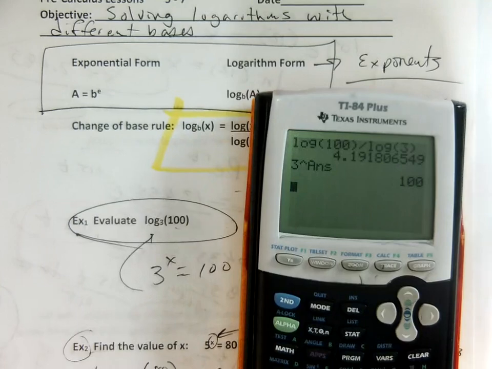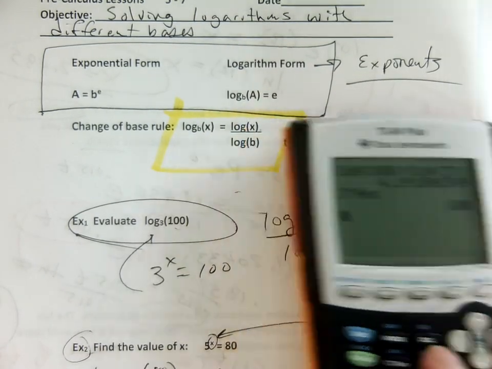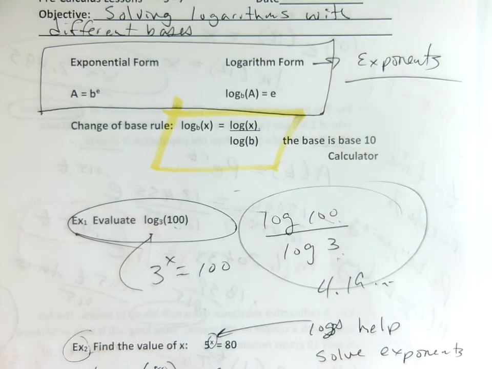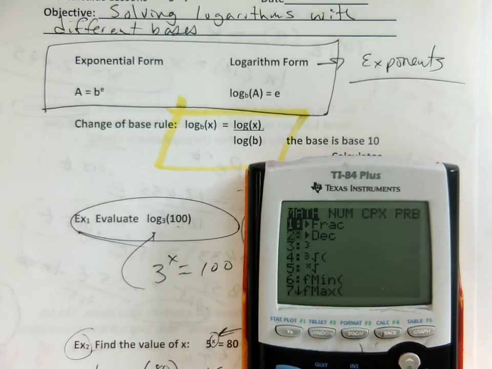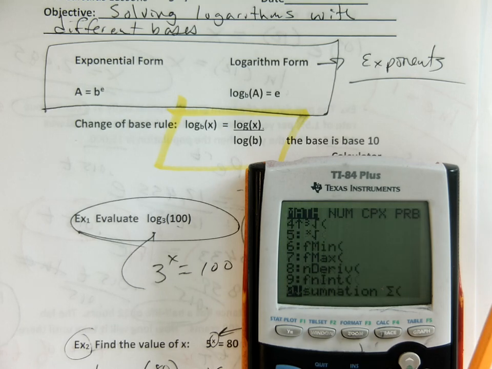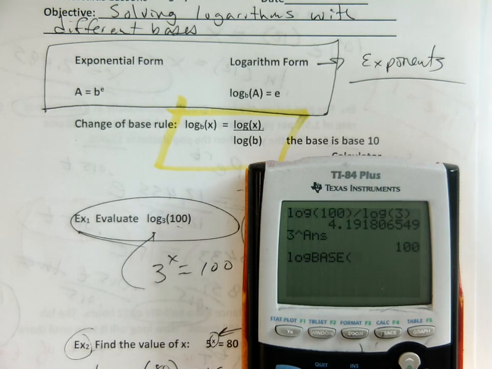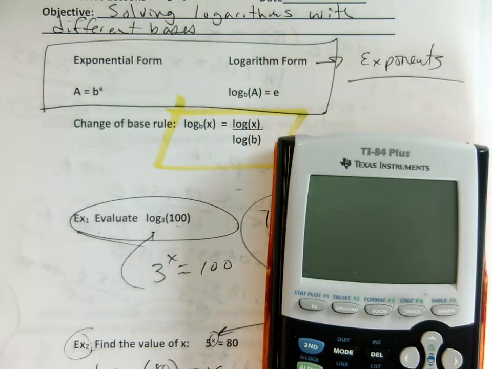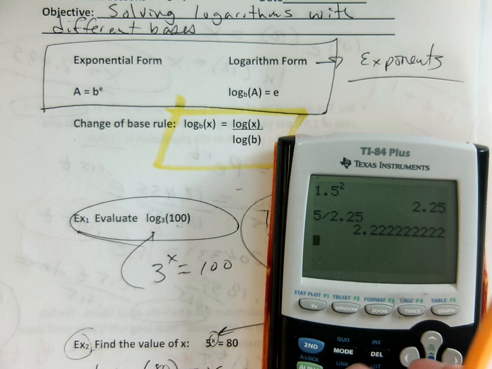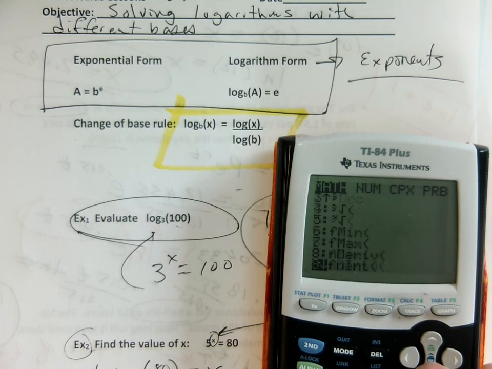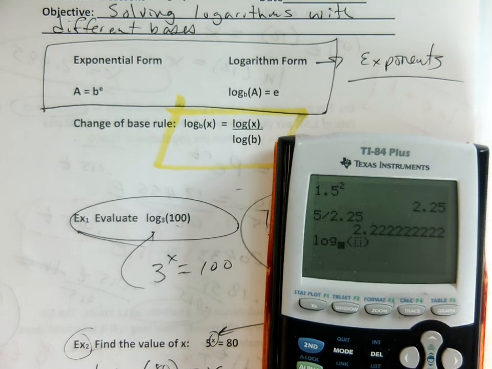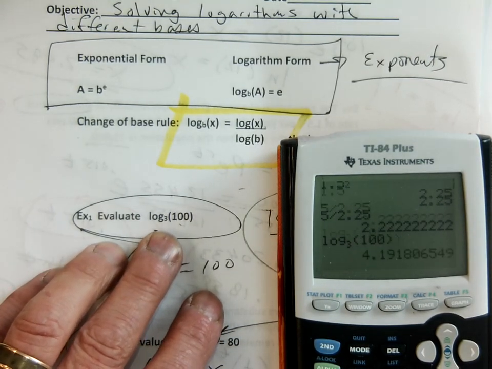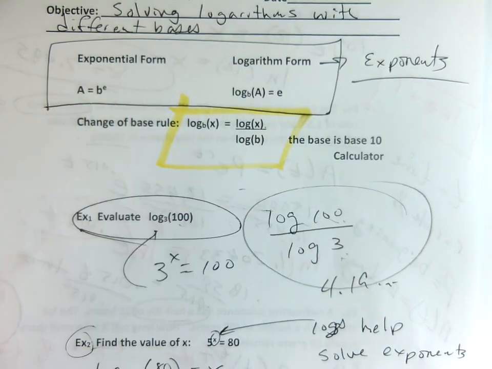If you don't have a fancy calculator, that's the only way you can do it. You have to do the log of 100 divided by log of 3 to get the answer. Now we have a fancy calculator. So if you go into your math button and you go all the way to log base, I got the wrong calculator. That's an old calculator. This is not a fancy calculator, but this one is. So I go to math, log base right there. In this case, you can actually go log base 3 of 100. Pretty slick, huh? Get the same answer. So you don't have to do the change of base formula if you have a fancy calculator.